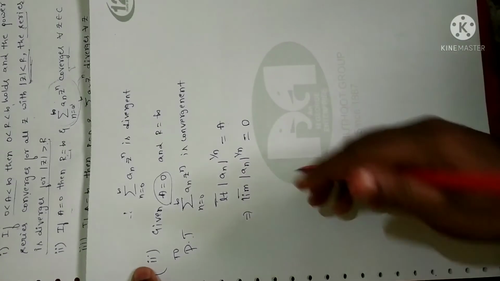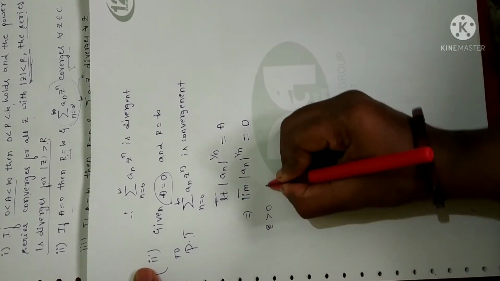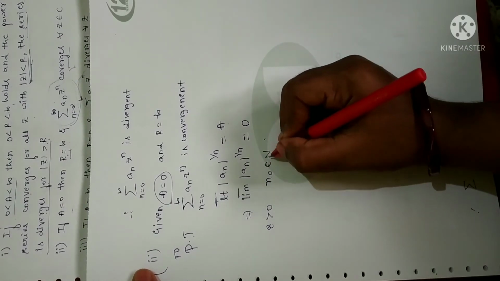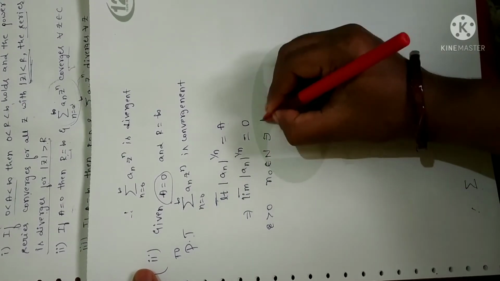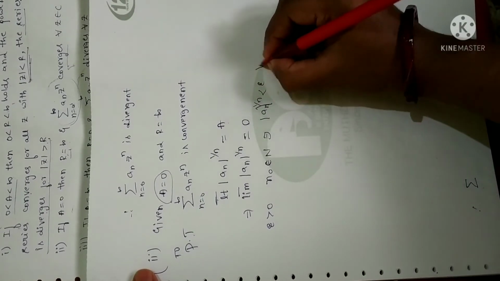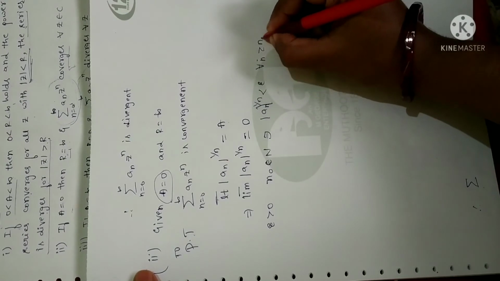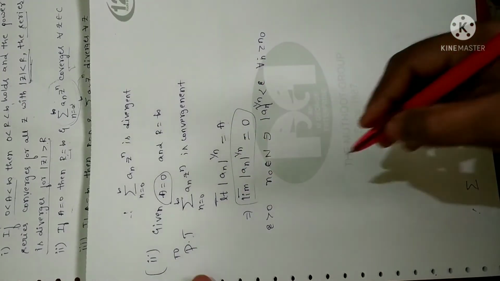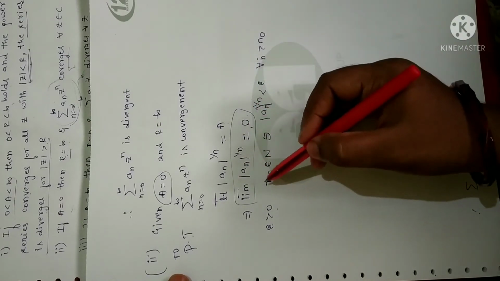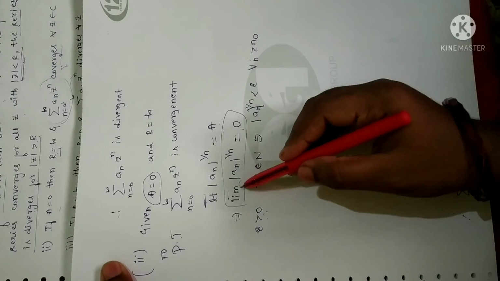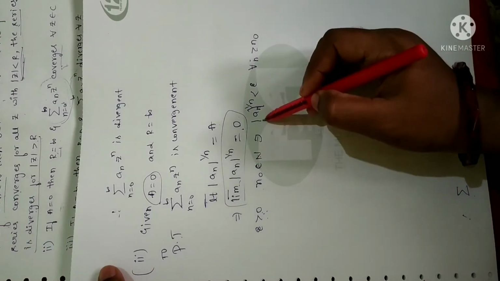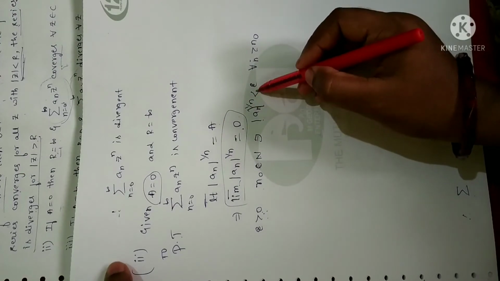Fine. Now for a given epsilon greater than 0, there exists an n naught in the set of integers such that magnitude of an power of 1 by n will be less than epsilon for n greater than or equal to n naught. As per the definition of limit, I have chosen this. If this limit value is equal to 0, the meaning is convergence. So for convergence of the sequence, I am going to consider the definition of a limit: epsilon greater than 0, there exists an integer n naught such that magnitude of an power of 1 by n will be less than epsilon.